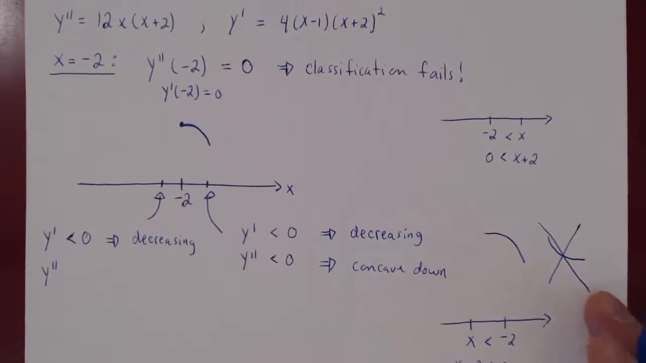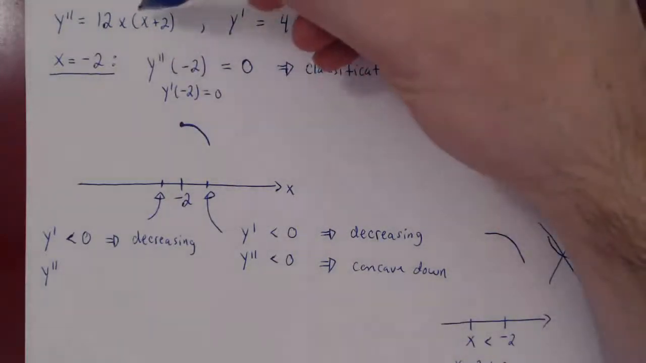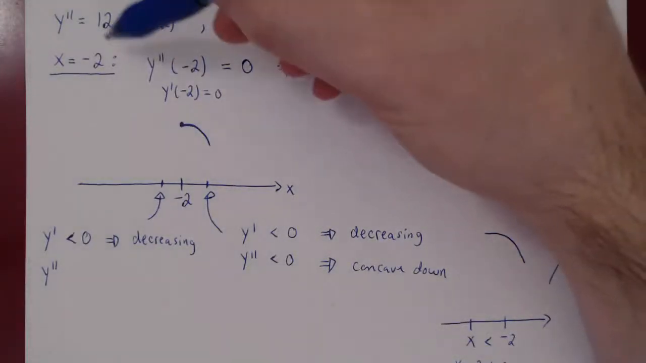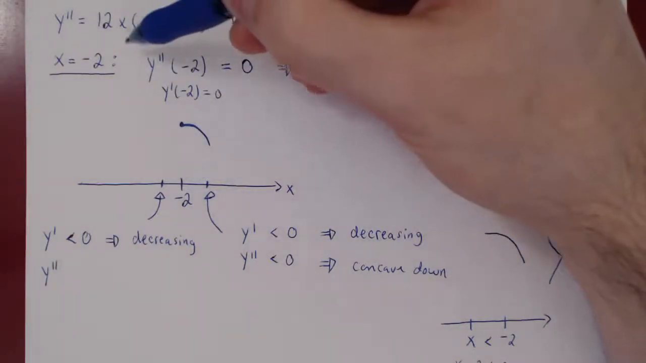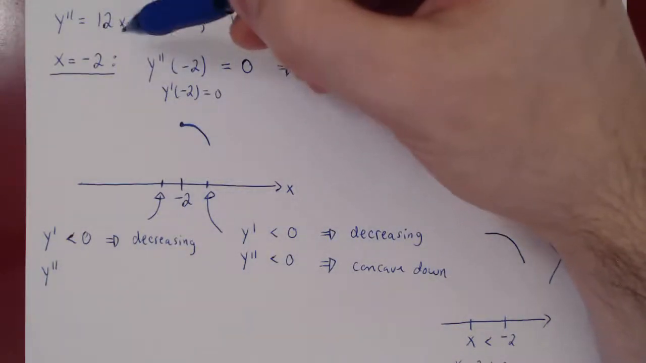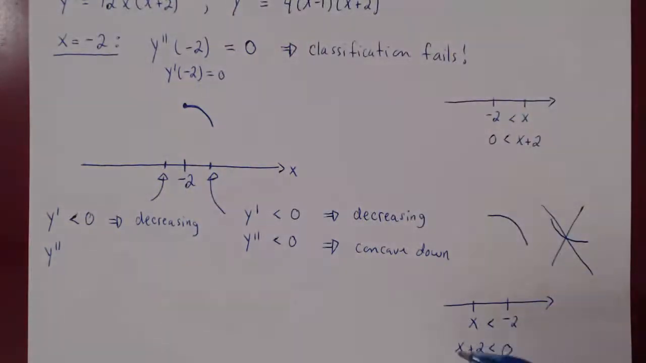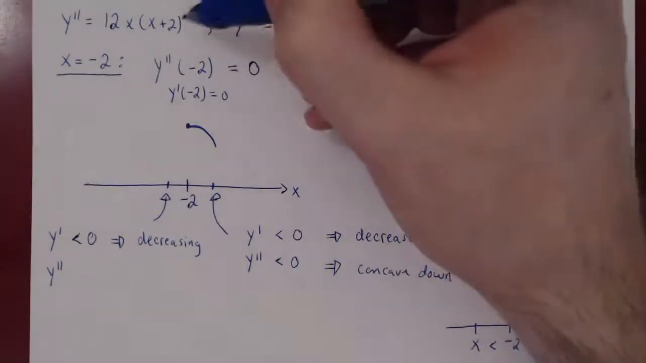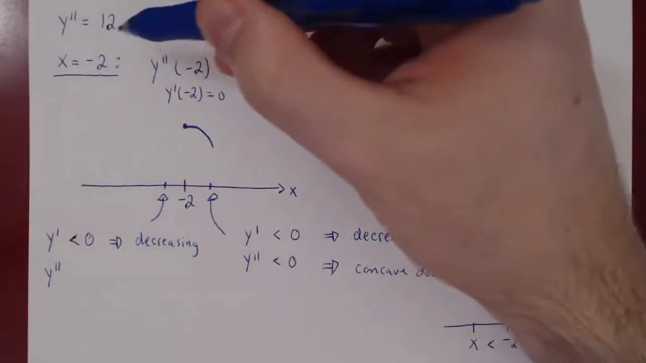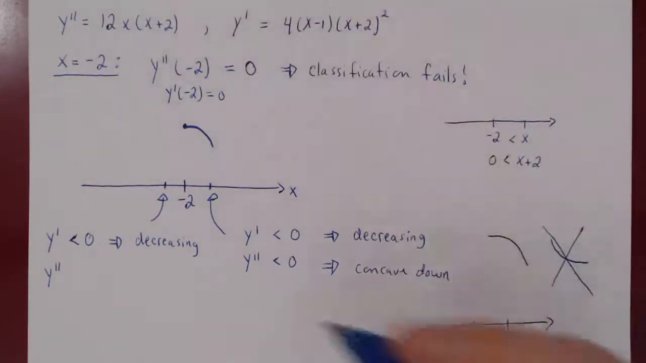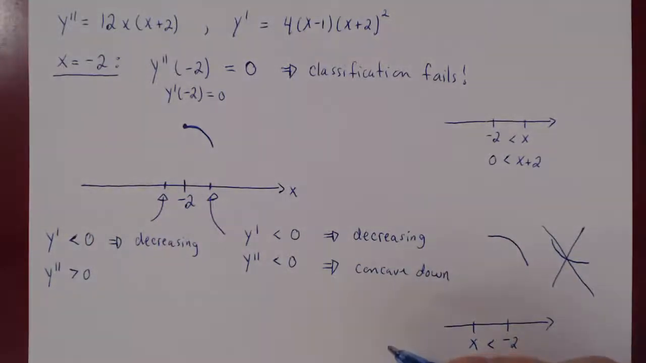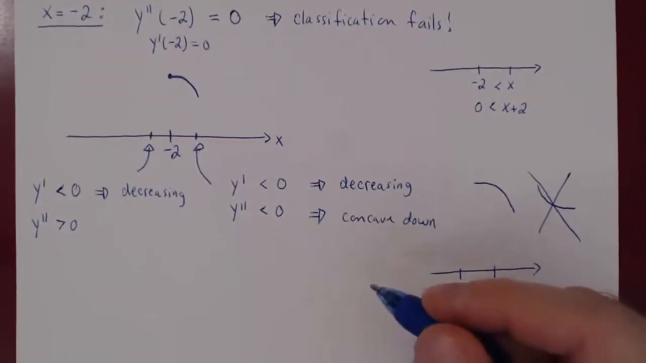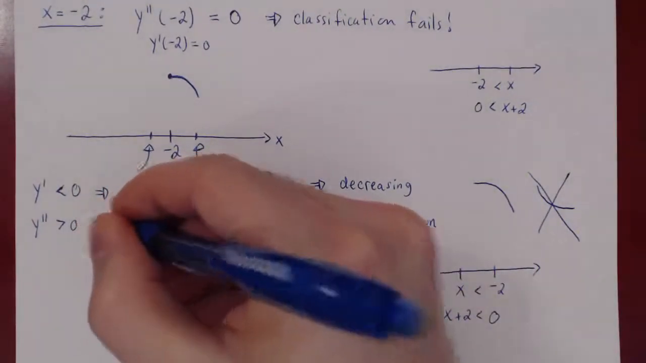So now look back to the second derivative. X plus 2 is negative. 12 is positive, but x is very close to negative 2. Therefore, x is negative. So you have a positive times a negative times another negative. So positive times negative is negative, and negative times negative is positive. So to the left of negative 2, the second derivative is positive. So the curve will be concave up.